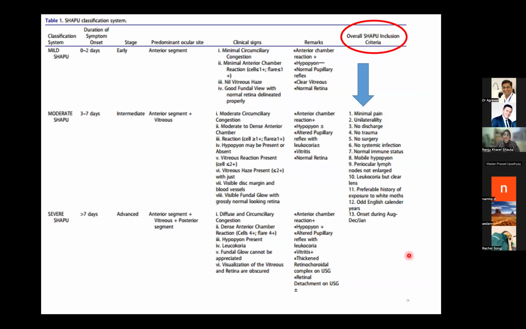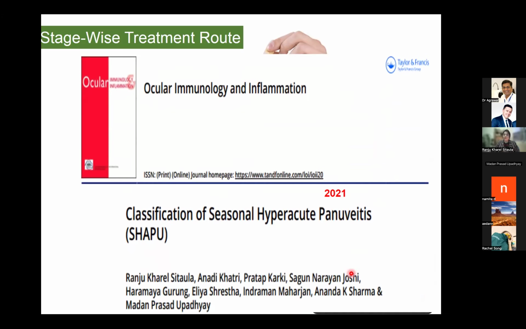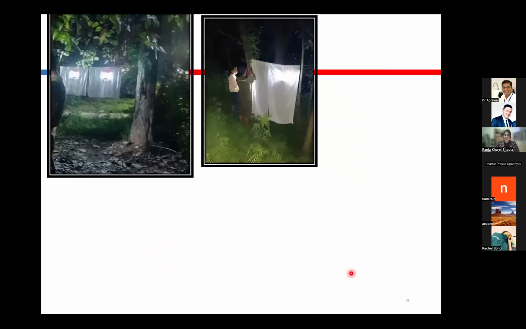And we thereby came up with this classification system of SHAPU as mild, moderate, and severe, and we also established the SHAPU inclusion criteria. This classification system helps us to at least form a treatment protocol, where the mild cases can be treated with topical medication. In the moderate case, we need to do a tap, where the pus comes out of the vitreous, and then we give an intravitreal injection. In the severe case, definitely a complex vitreoretinal surgery is needed. So this got published in Ocular Immunology in 2021.